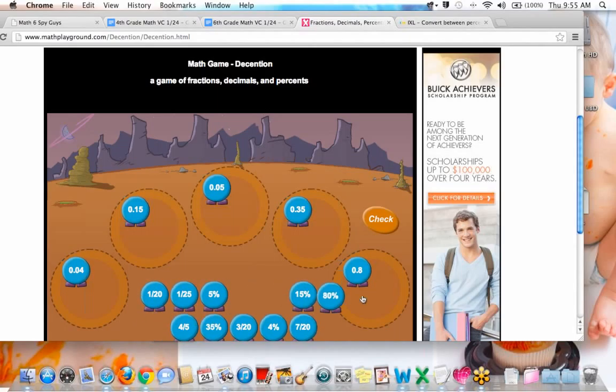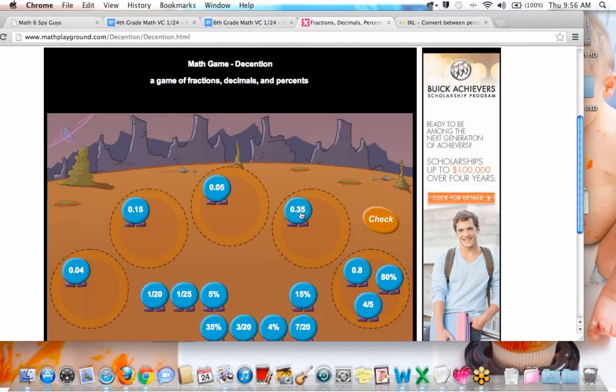80%. Good. And most of you are starting to recognize that that is equivalent to 4/5. So some of these fractions and percentages and decimals are just going to start coming naturally to you as you remember them because you see them a lot. So that's a common one.